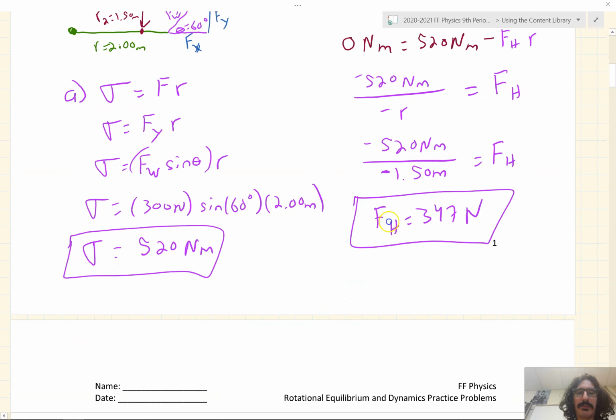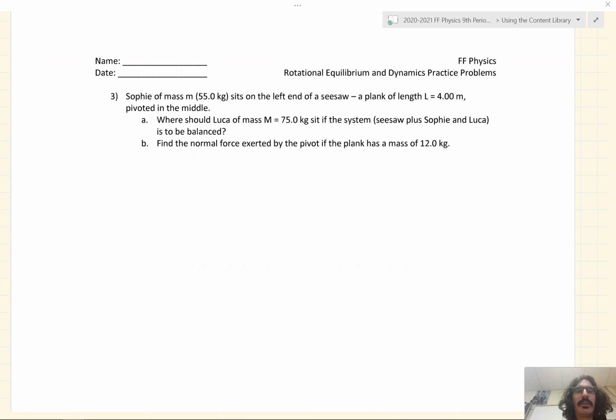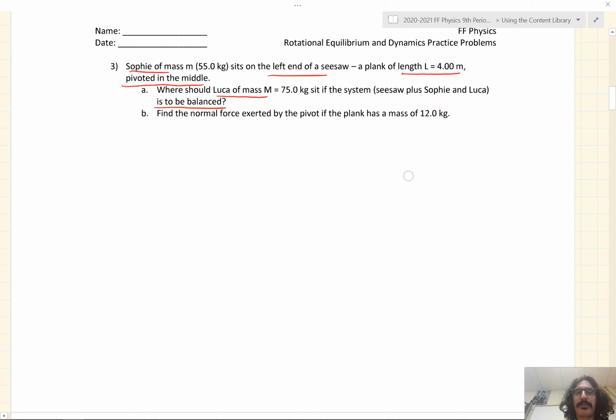Next question. Number 3. Sophie of mass m sits on the left end of a seesaw. A plank of length L is 4 meters, pivoted in the middle. Where should Luca of mass capital M sit if the system, the seesaw plus Sophie and Luca, is to be balanced? So let's draw what's going on in this picture.